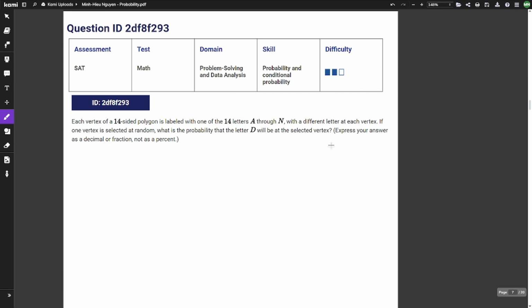This one is so unbelievably easy. Like, I don't know how this one is medium difficulty, especially with number 2. I'm bringing number 2 back. Anyways, letter D. How many times is there letter D in the letters A through N? The answer is once, alright? And how many total letters do we have? 14. So it's literally just 1 over 14.